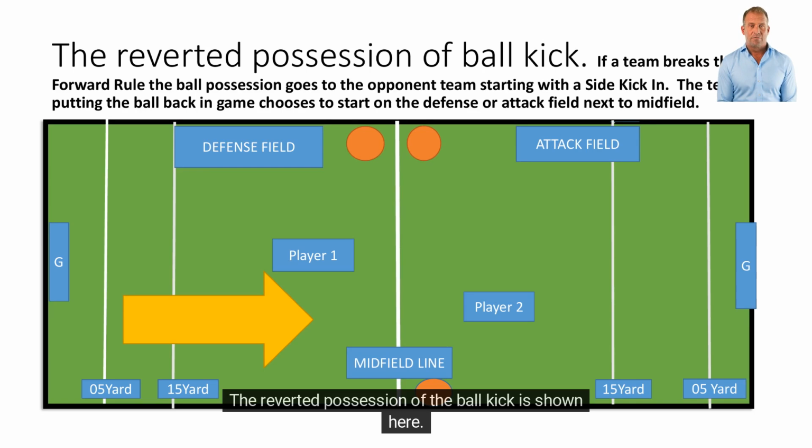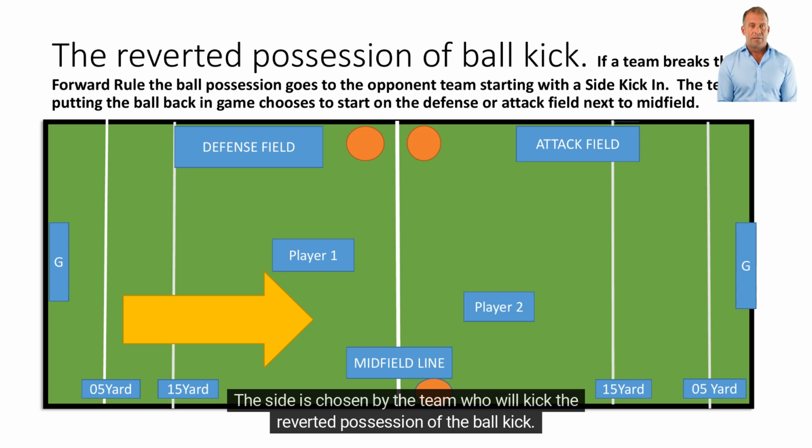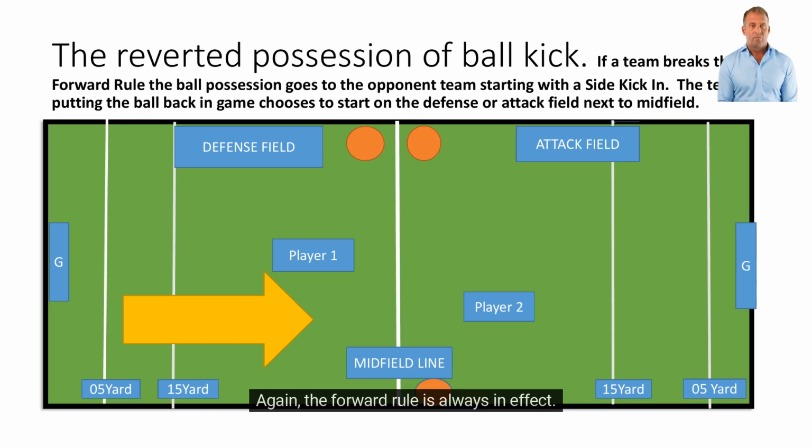The reverted possession of the ball kick is shown here. The ball is placed by the sideline next to the midfield line, either on the defense or attack field. The side is chosen by the team who will kick the reverted possession of the ball kick. Again, the forward rule is always in effect.